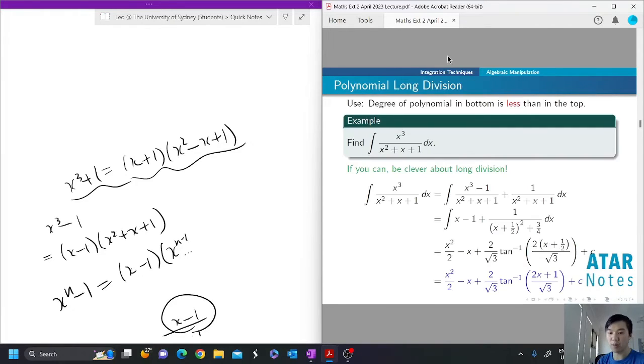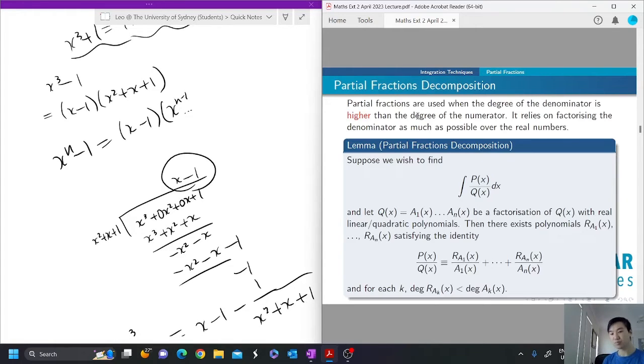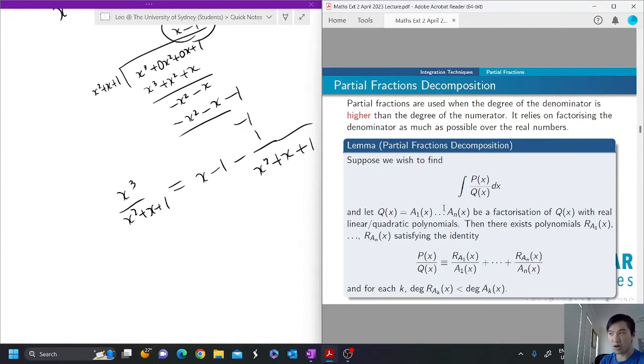when you use it is when the degree of the denominator is higher than the degree of the numerator. So remember, when the degree in the bottom is less than in the top, we can just use long division and simplify the fraction. But when the degree in the bottom is higher than the numerator, you have to use partial fractions. And basically what partial fractions is, you're breaking down a complicated fraction into the sum of simpler fractions.